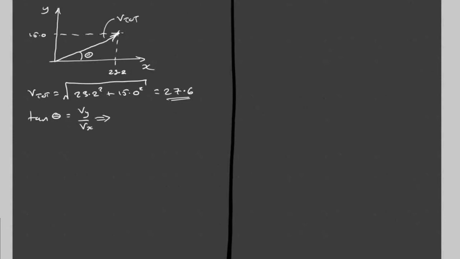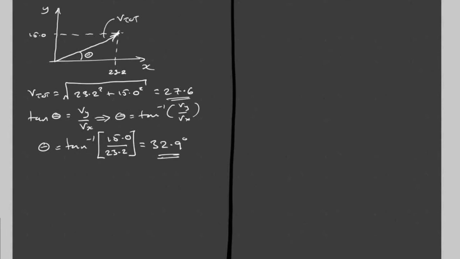And the tan of theta is the opposite over the adjacent. That's what we're calling the vector y component over the vector x component. That gives theta as tan to the minus 1 of vy over vx. Putting in the numbers, tan to the minus 1 of 15.0 over 23.2 gives us 32.9.